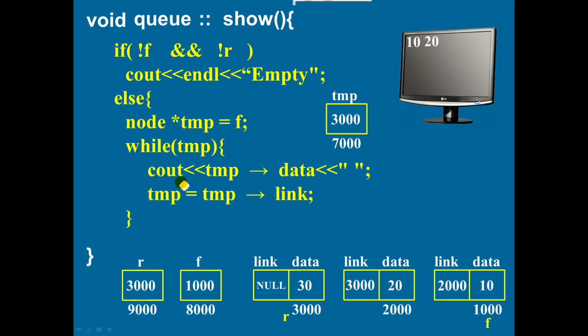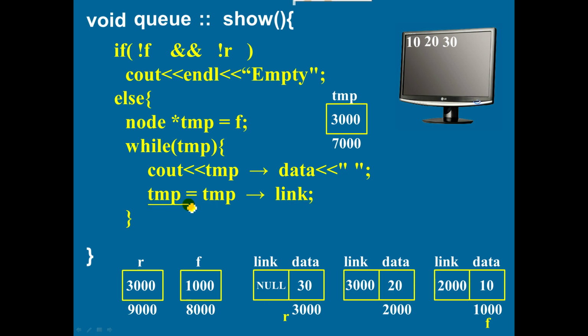Control comes inside. Now cout output operator 3000 arrow operator data. And what is 3000 arrow operator data? The third element or the last element, 30. So on the computer's monitor you get 30. Now after this again the control comes here, assignment operator, right assigned to left. So 3000 arrow operator link, that is null or 0.